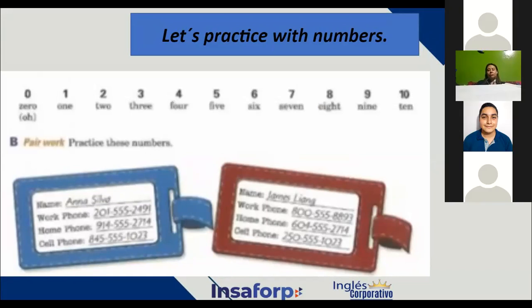All right, very good. So we need 6 volunteers. 3 from the left, 3 from the right. 3 voluntarios de la izquierda, la cajita izquierda, y 3 voluntarios para la cajita derecha. So let me check the volunteers.